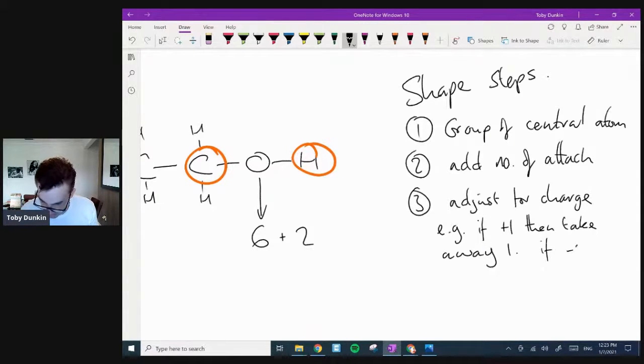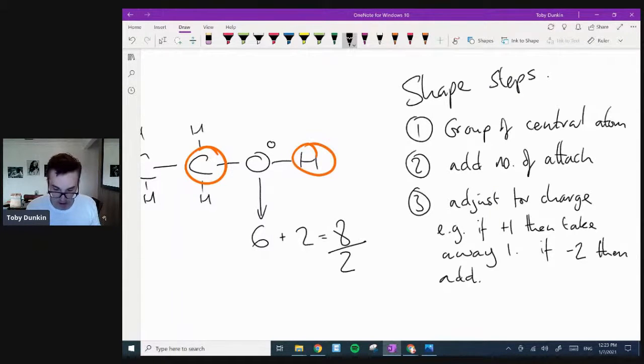If -2, then add 2. The reason being is we're counting electrons. So if it's +1, then it's lost an electron, so we take that 1 away. If it's negative, it's gained electrons, so we add it on. In this case, there's no charge on the oxygen, so we don't even need to do it. So no adjustment. Total 8, divided by 2 to put it into pairs.